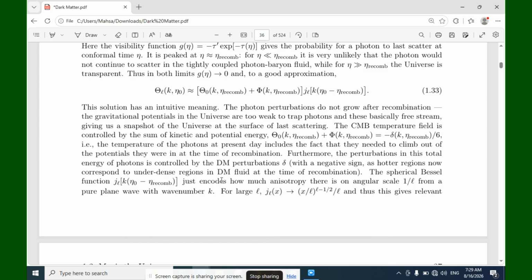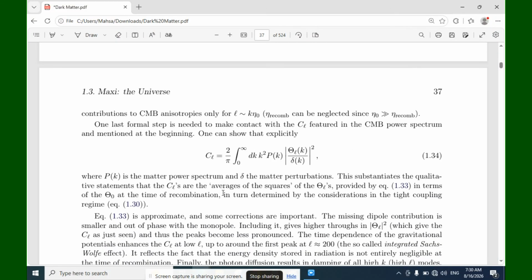The spherical Bessel function j_l of k times (eta_0 minus eta recombination) just encodes how much anisotropy there is on angular scales 1 divided by l from a pure plane wave with wave number k. For large l, j_l(x) tends to x to the power of l minus 1 divided by 2, divided by l, and thus this gives the relevant contributions to cosmic microwave background anisotropies only for l almost equal to k eta_0, and eta recombination can be neglected since eta_0 is much larger than eta recombination.